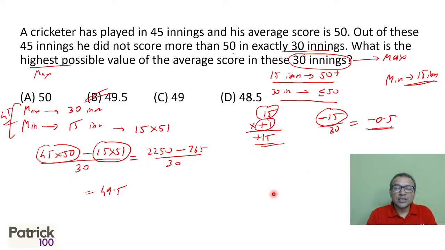So yeah, I hope this is clear. 49.5. If you don't understand, at least understand this. Minimum in these 15 innings is 51 each. So the remaining will be divided by 30. You will get the average, 49.5.